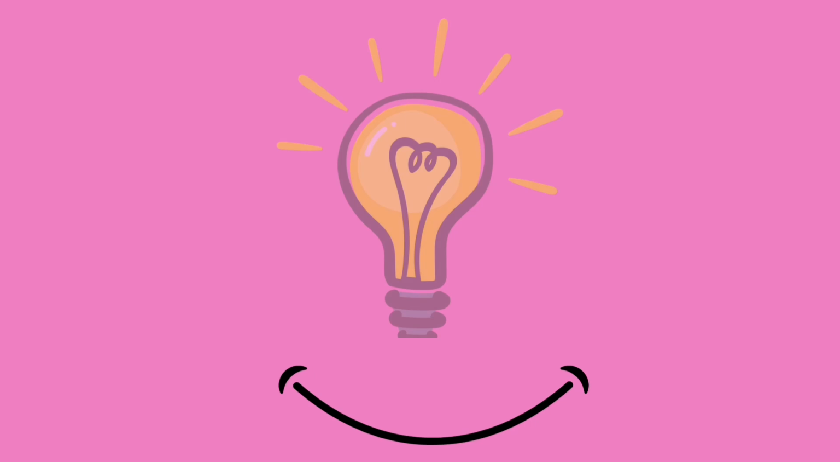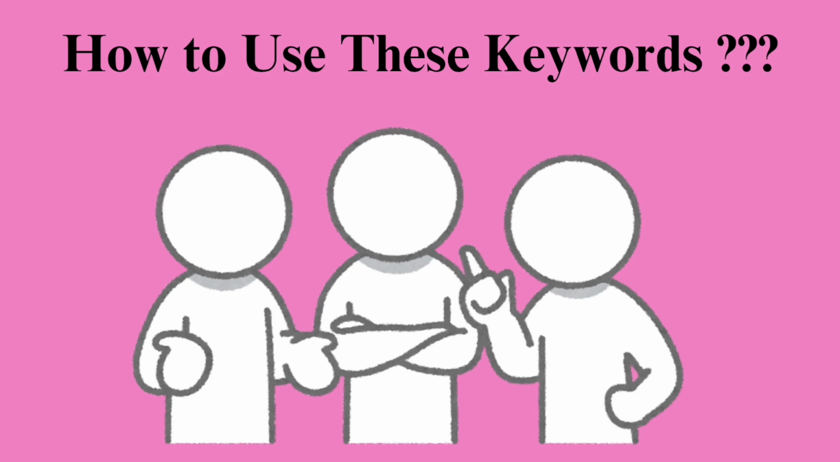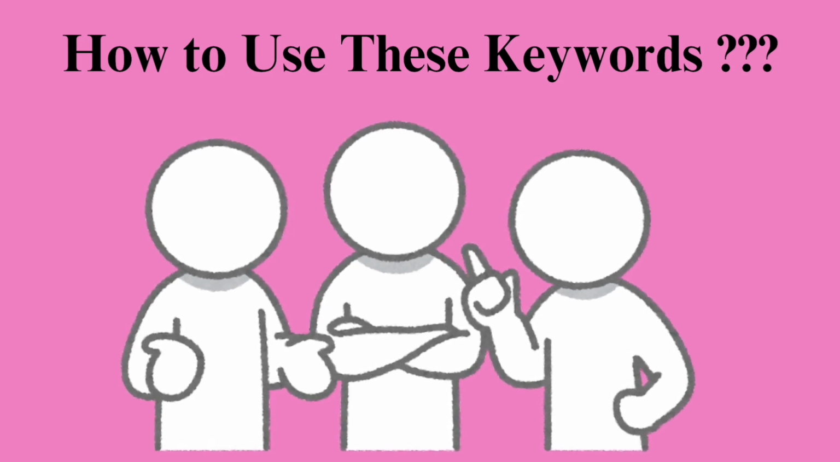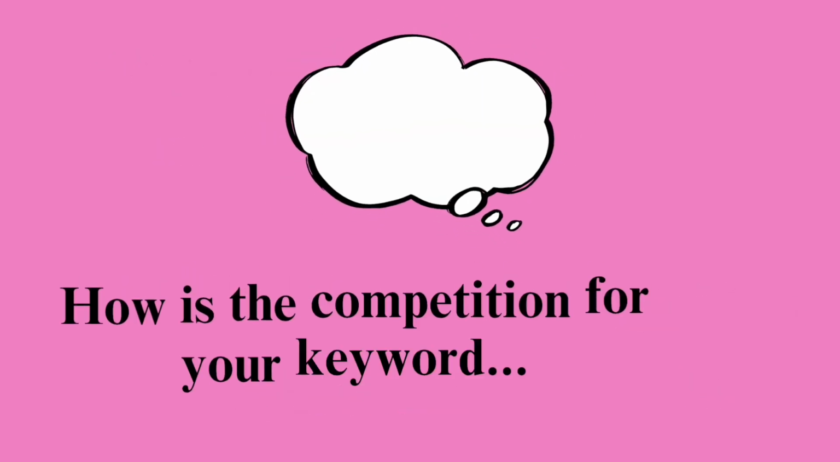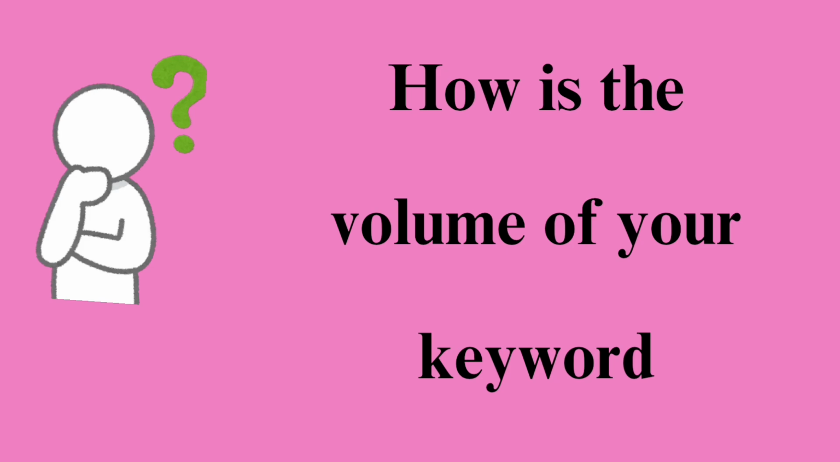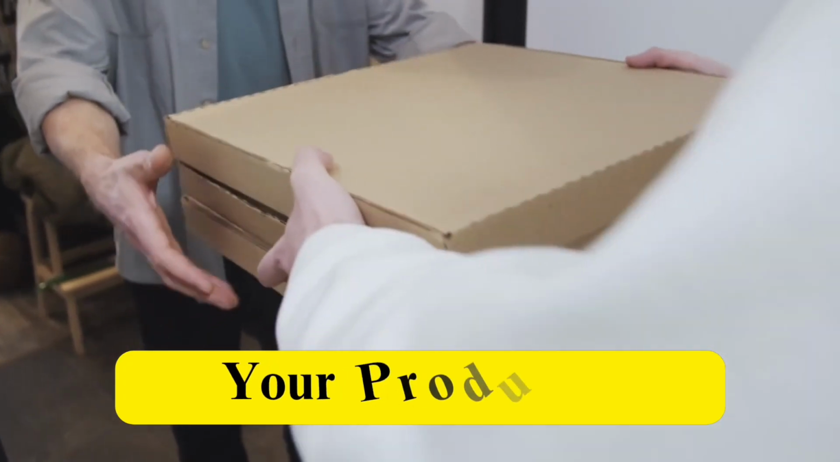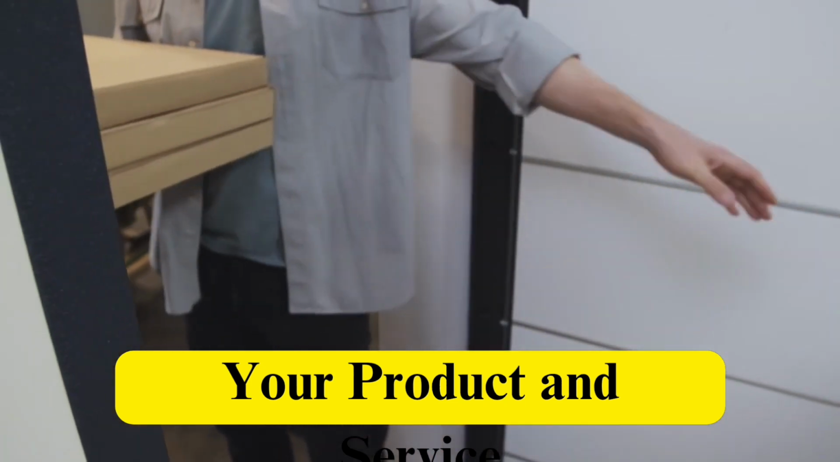Now let's talk about how to use these keywords when we are practicing SEO. Should we go for long tail keywords or should we put short tail keywords? In this regard, everything depends on volume, competition, product, and service. Like, how is the competition for your keyword? How is the volume of your keyword? And some other important things like your product and service also matter.